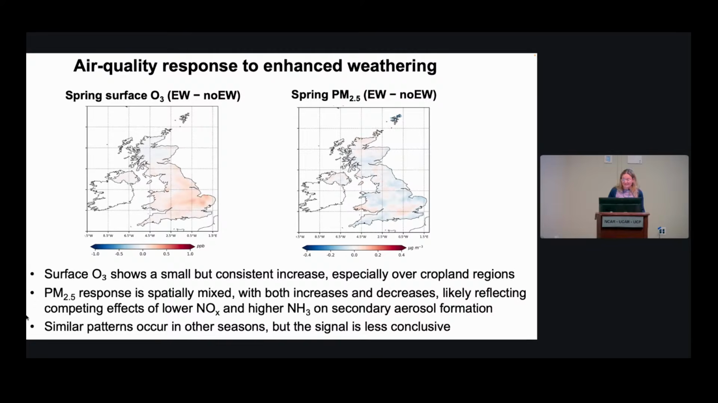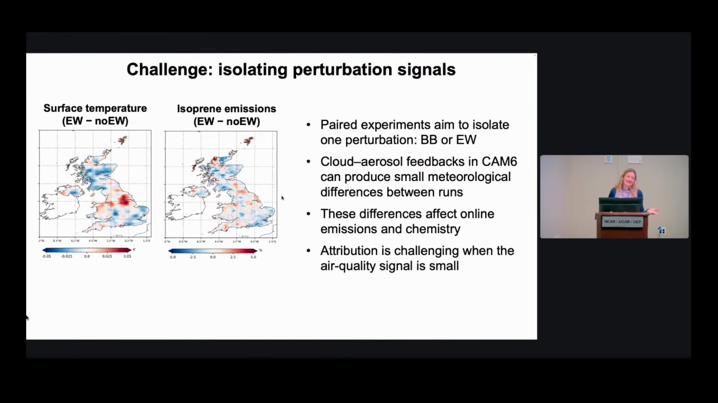With PM2.5, we see a little bit more, but less consistent. It's a mixed response. We remember that we also have decreases in nitric oxide, decreases in nitrogen oxide, and increases in ammonia, so there might be some competing effects on the secondary aerosol formation, especially on ammonium nitrate. One of the things that we are also finding challenging is interpreting the results, and I will tell you a little bit about this challenge. We find similar patterns across other seasons, but the signal is a little bit less conclusive.